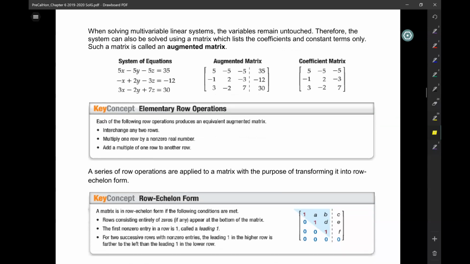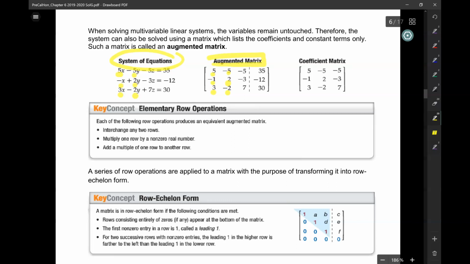So look at how that works. You can take the system of equations, and you just take the coefficients 5, negative 1, 3, negative 5, 2, negative 2, right? And you convert it into a matrix. This is called an augmented matrix because after the coefficients, you've got a dotted line and then you've got what they equal, the constants. Okay? This is just the coefficient matrix.